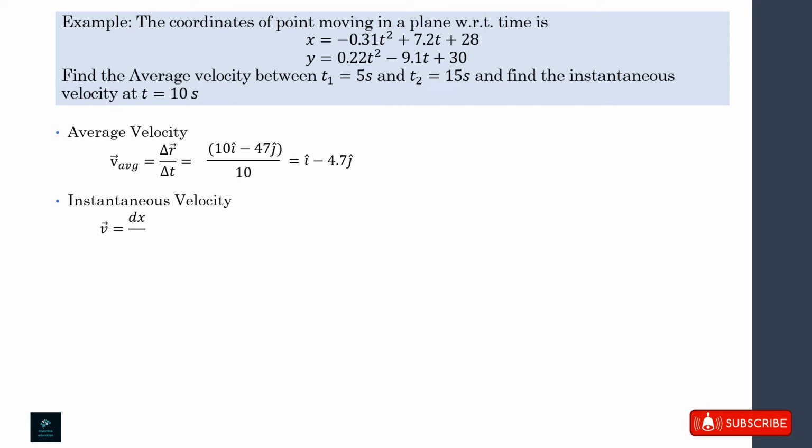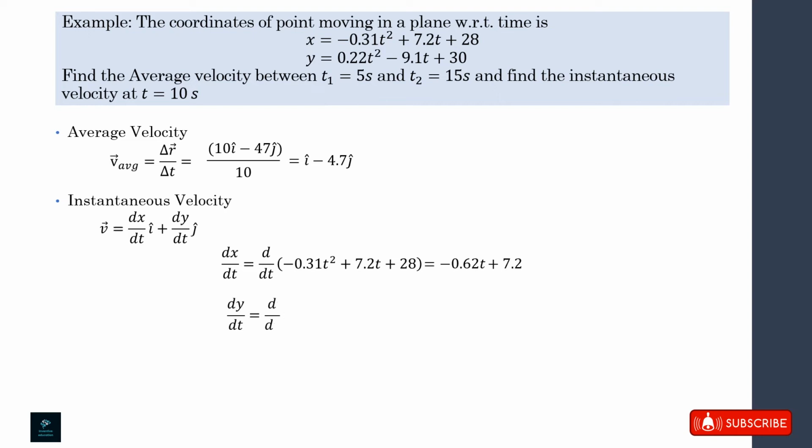Now we will calculate instantaneous velocity. We know that instantaneous velocity v is equal to dx by dt i plus dy by dt j. dx by dt is equal to d by dt of minus 0.31 t square plus 7.2 t plus 28. Now d by dt of minus 0.31 t square is minus 0.62 t, and d by dt of 7.2 t is 7.2, and d by dt of 28 is 0. Therefore, dx by dt is equal to minus 0.62 t plus 7.2.